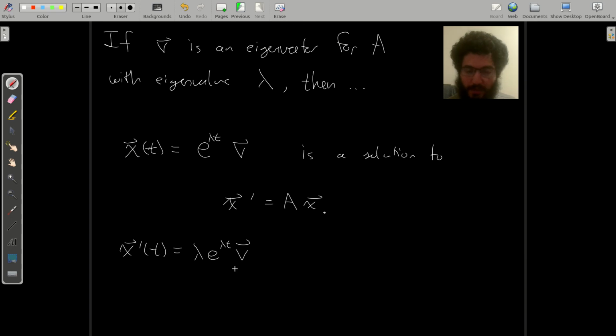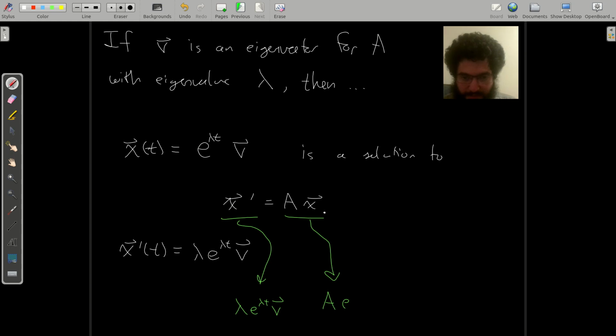So lambda came down. So that'll be the left-hand side. If you substitute this particular function into the differential equation, this will be the left-hand side. It'll be the x prime. So this ends up being lambda e to the lambda t v. And what does the right-hand side end up being? It ends up being A x. x is this. So A times e to the lambda t v.